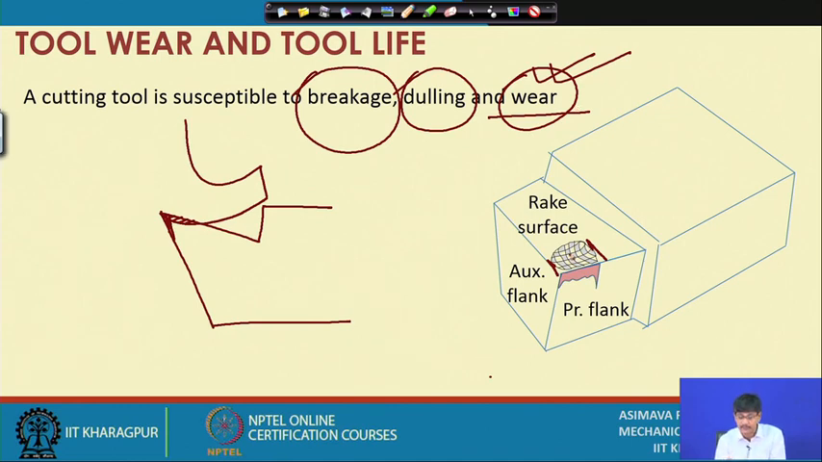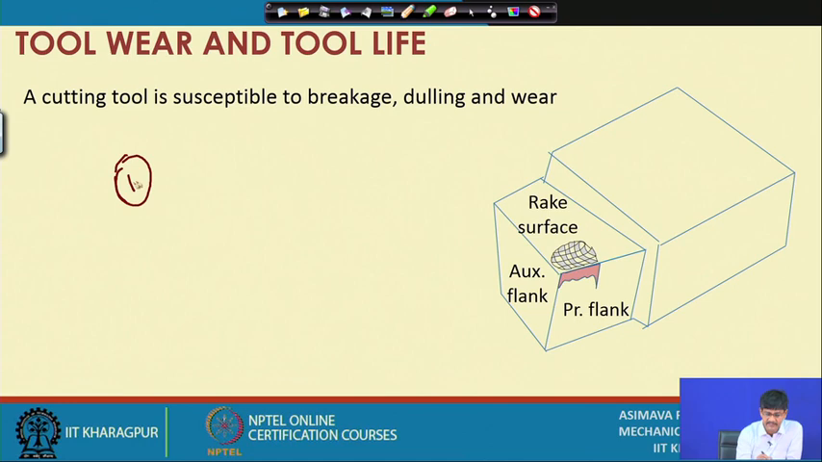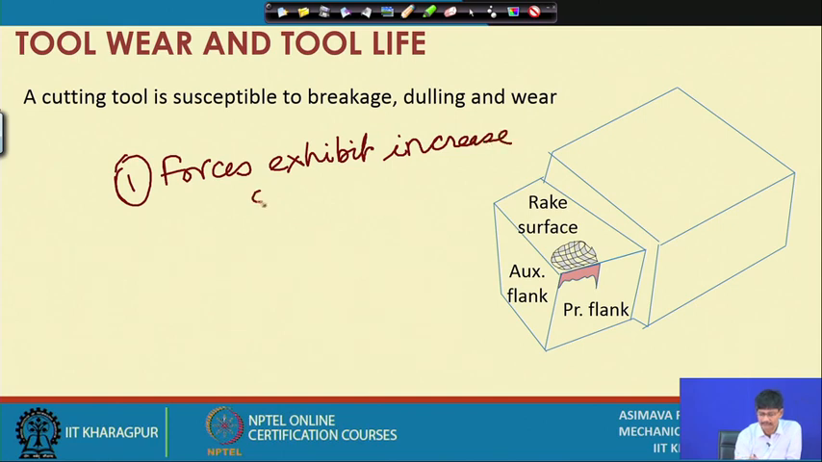But when do we stop? When do we stop using it? What are the indications? First of all, these are the indications: forces exhibit an increase over time. Then other things might also happen. Suddenly you find the surface finish which is obtained on the workpiece is not acceptable, it is deteriorating.